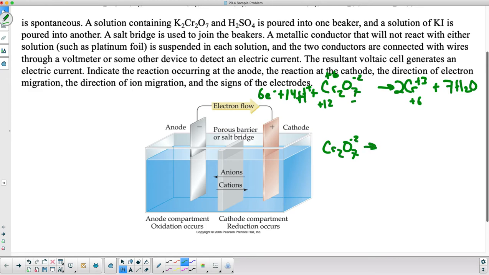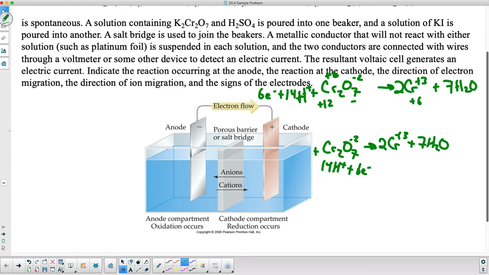I'm screwing this up. I'm writing all this stuff over again so that you can see what's going on here. And then over here, of course, will be the 14 H+, plus the 6 electrons on that side.